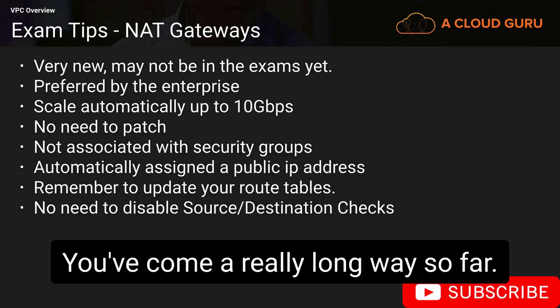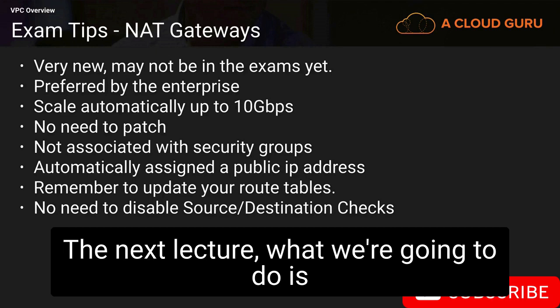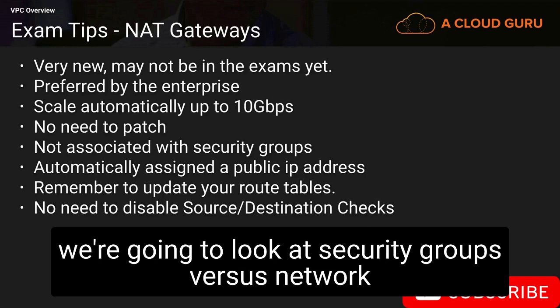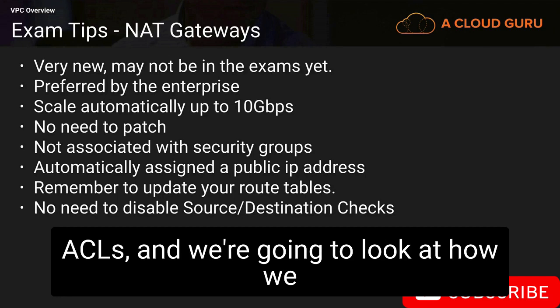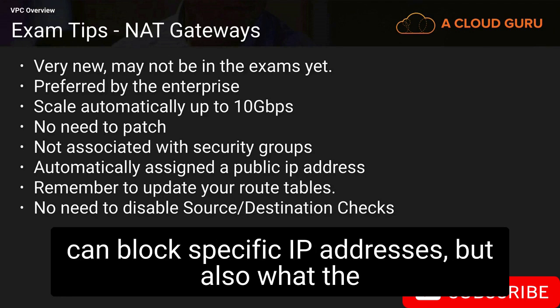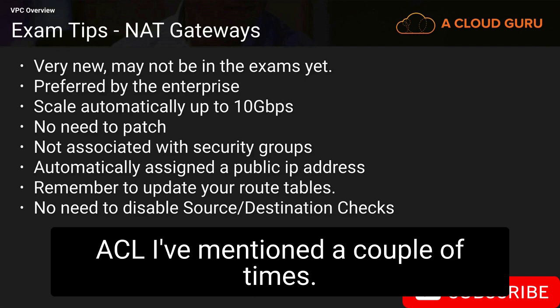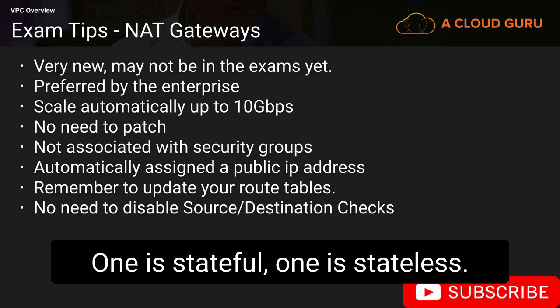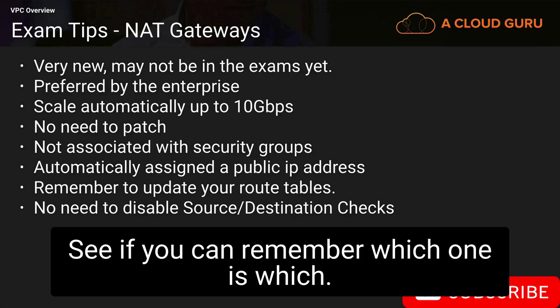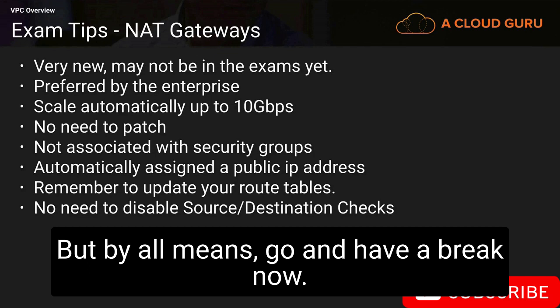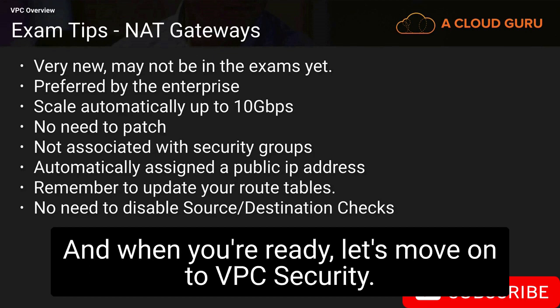Okay, so that's it, guys. You've come a really long way so far. In the next lecture, we're going to look at security groups versus network ACLs, and how we can block specific IP addresses, but also what the difference is between a security group and a network ACL. I've mentioned a couple of times, one is stateful, one is stateless. See if you can remember which one is which, but by all means, go and have a break now, and when you're ready, let's move on to VPC security.